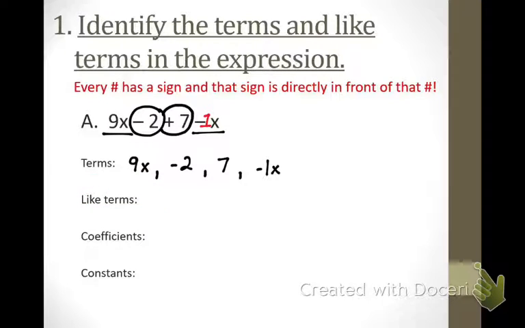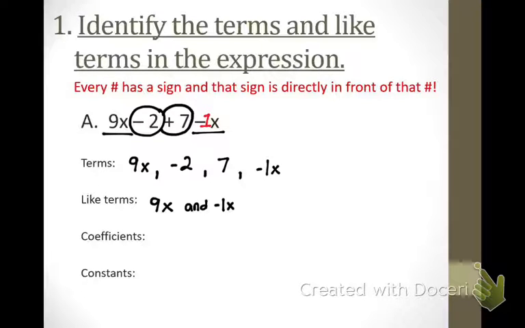So let's start with the very first term we have, 9x. Is there anything else in the x family? Yes. What else is in the x family? -1x. Very good. So we're going to write 9x and -1x. Now you could put that -1x there, or you could just say -x. It means the same thing, okay?